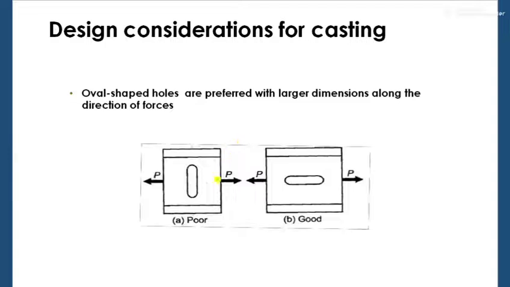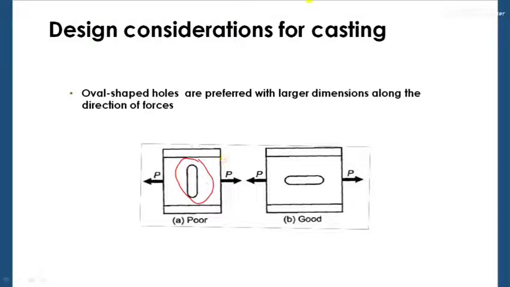Then oval shapes. Now you can see oval shape holes are preferred with larger dimensions along the direction of force. Now you can see, if this is an oval shape, let us say, if there is completely no core hole at the center, it will create the shrinkage cavity, right?